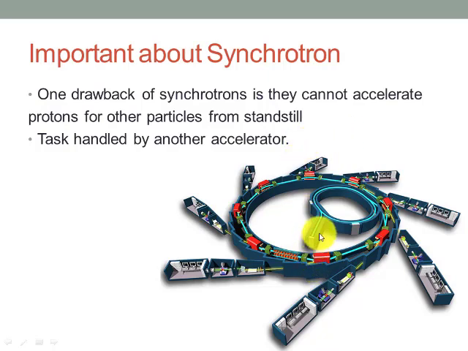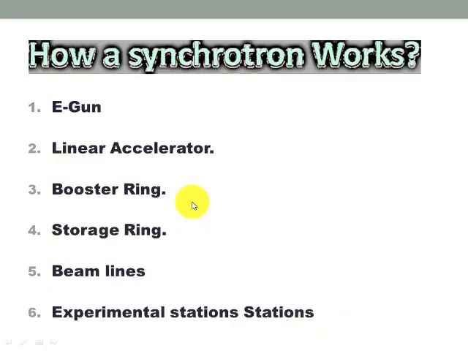So this purpose is achieved by other accelerators. A linear accelerator will be used to accelerate the charged particle. Then a cyclotron will be used to further accelerate the charged particle. Then it will be injected into the synchrotron, and the synchrotron will accelerate the charged particle further to several giga electron volts. So let's discuss the synchrotron in a bit more detail.